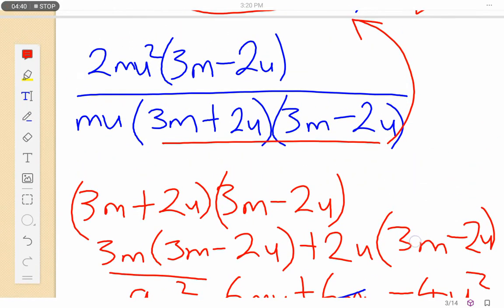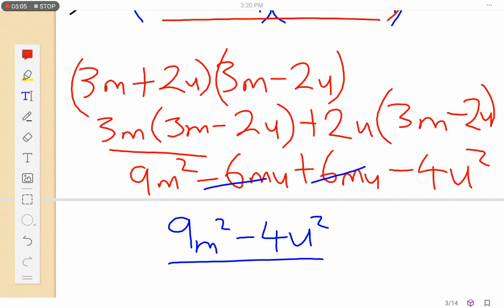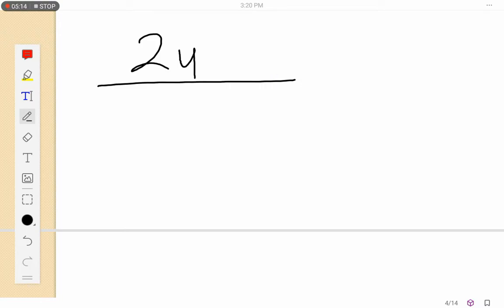Okay, so let's continue. Now I have factorized this one. I can now divide items, like here. M can go into m, u into u, and we remain with 1u here. Then I've got 3m minus 2u, this one can cancel off with this one. Then I'm remaining with 2u over 3m plus 2u. Okay, so this is how we simplify this question.